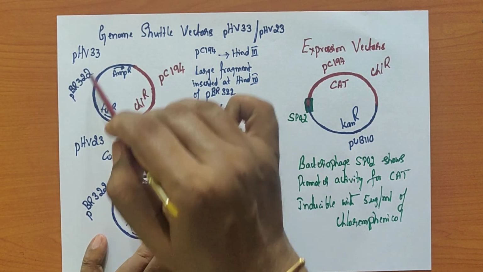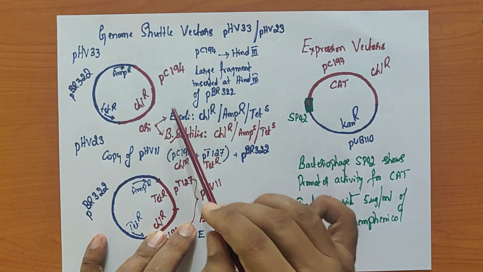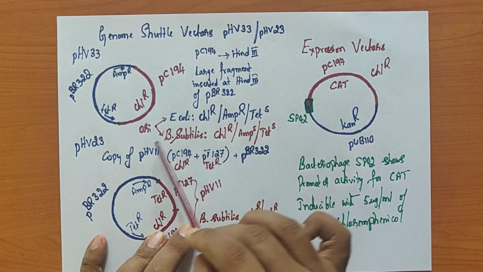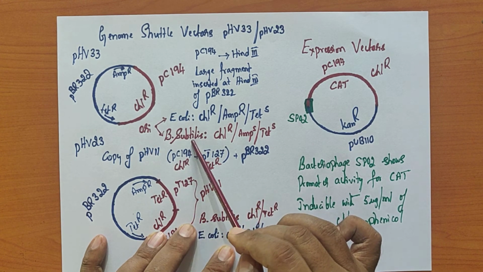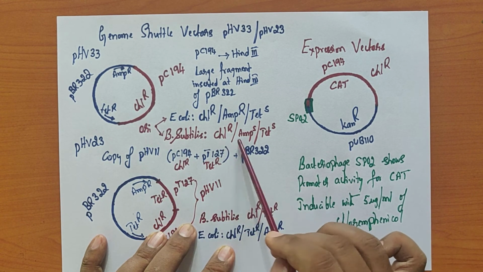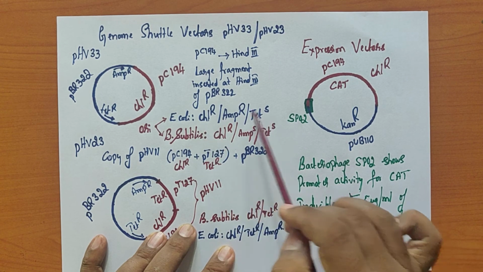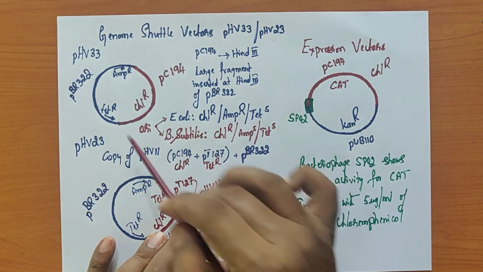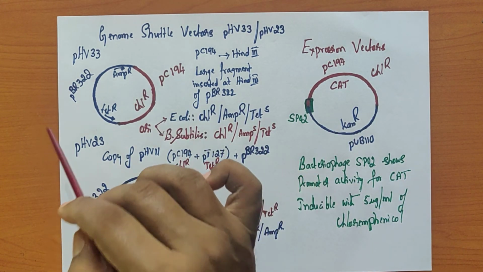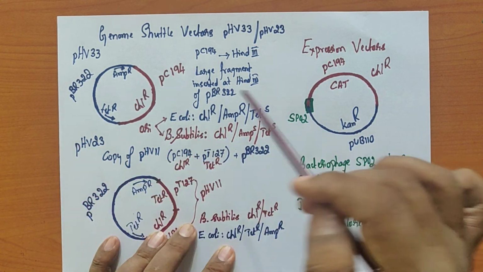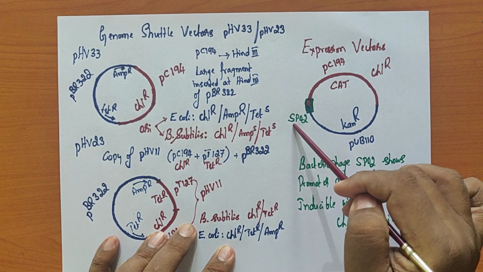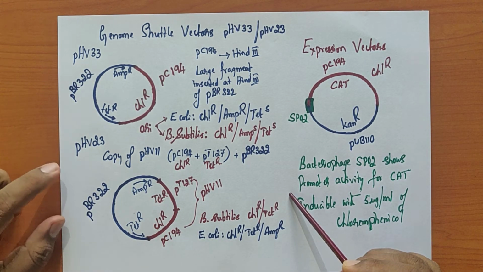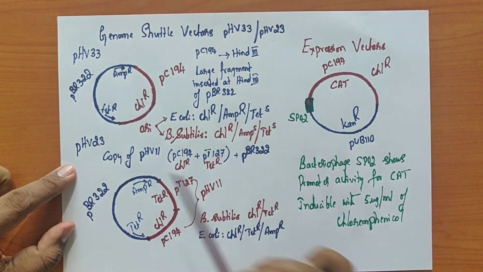But the construction they have done in this particular case is a chimeric one. They can grow both in E. coli as well as in Bacillus subtilis, but they can use an appropriate antibiotic resistant gene for the identification of the clone, in fact. Since they grow in both, we can do initial modification in E. coli, transfer that into the Bacillus subtilis so that we can take it up for further fermentation. Now that is the PHV33.